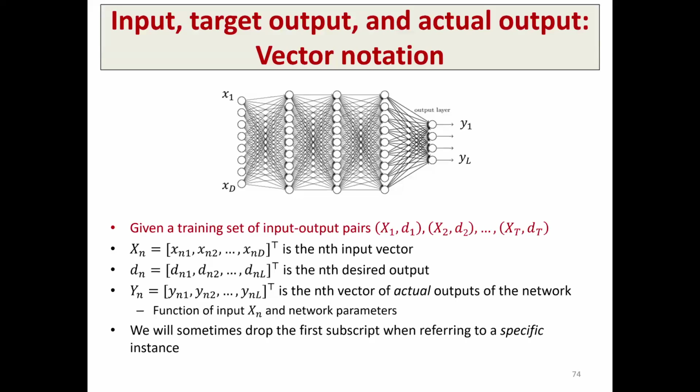x can be a vector. It's a vector of inputs. The desired output d is a vector. And then the actual output of the network is also a vector. So all 3 must be specified. And we'll have collections of these. So when I have many input-output pairs, each instance is going to be an input vector and a corresponding desired output vector.